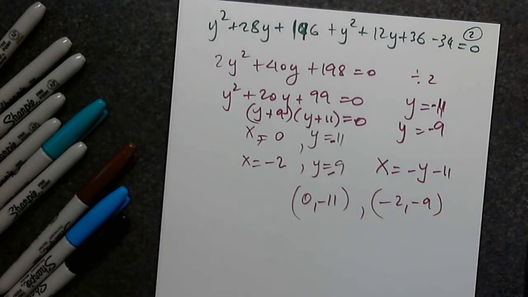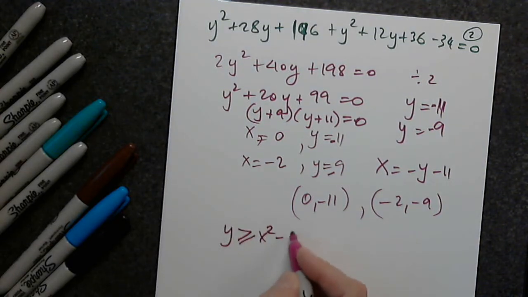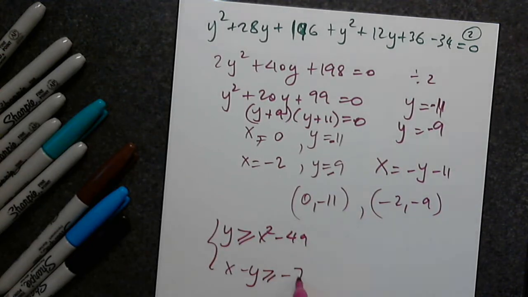So that was 14. That was, I'm sorry, 15. So now 16. Let's go to 16. So y greater than or equal to x squared minus 49. And then x minus y greater than or equal to negative 7.